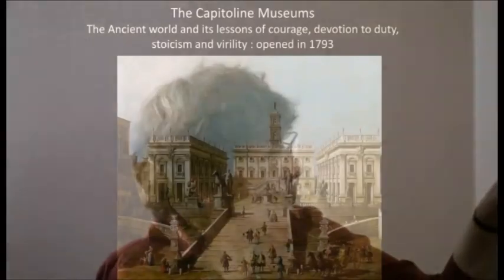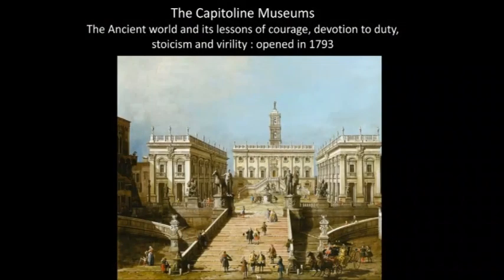They had books, very like Lonely Planet, you know, where to stay, which inns had the least cockroaches, where can you get a good cup of tea? Very similar to the way in which on Michelin things, you get 2 stars or 3 stars. The Apollo Belvedere would have had 3 stars. And this would have been where they'd have all gone. This is the Capitoline Museum with the ancient lessons of courage, devotion to duty, stoicism and virility. Virility in the sense of courage and moral uprightness, not the sense that it's given today.